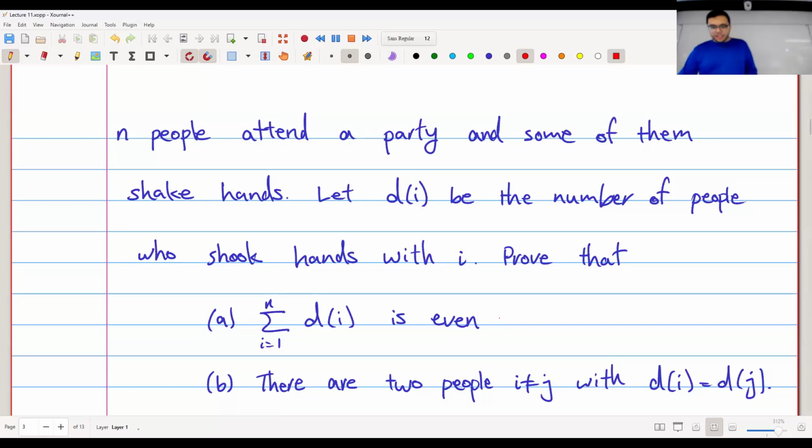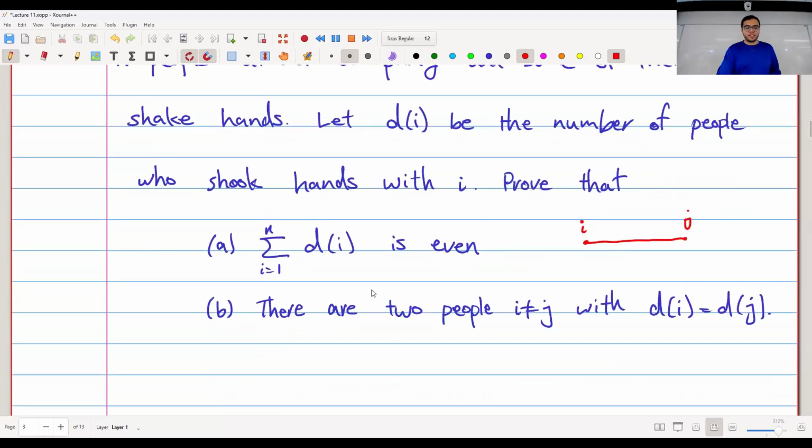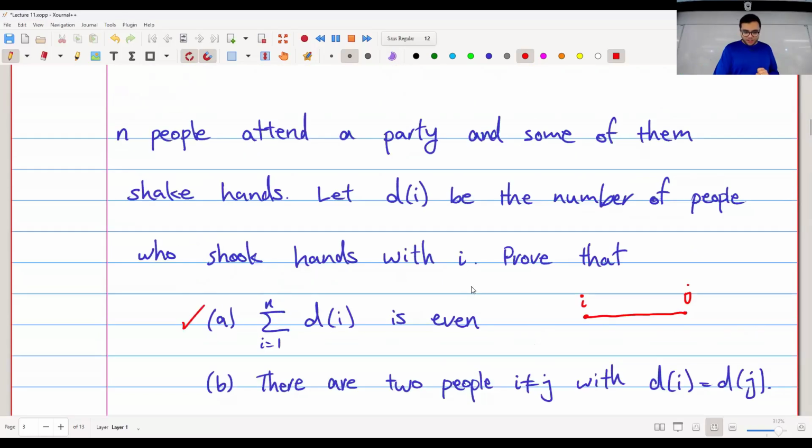Well, this is actually pretty easy to see. Let's say I have 2 people, i and j. And let's say that they shake hands. This one handshake is counted in D_i and D_j. So every handshake is adding 2 to this sum. So this sum has to be even. Okay. So again, this part is just something that we will need later on in this course.